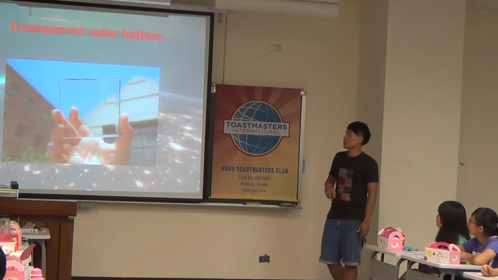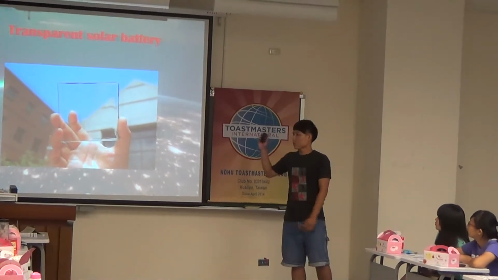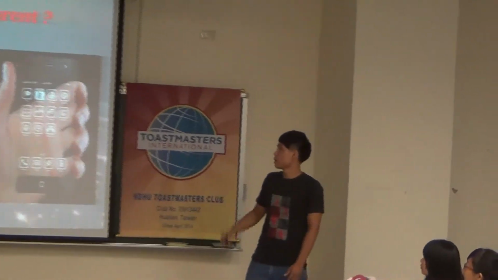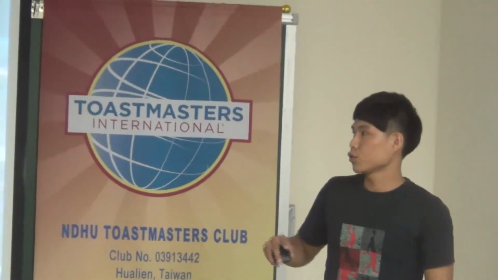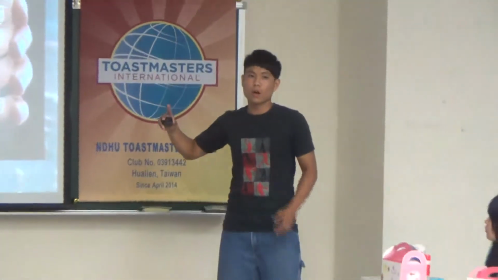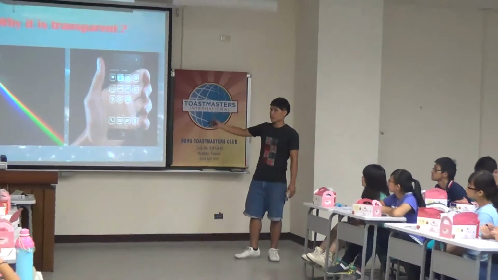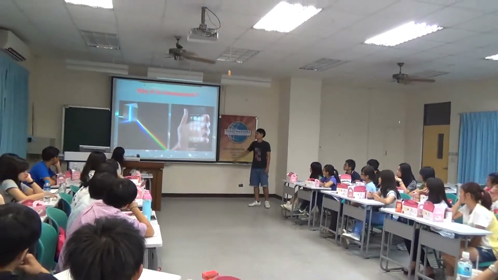The next is the transparent solar battery. Maybe you think it is a glass, but actually it is a battery. According to optical theory, scientists change the reflected path of the light so it can all get into your eyes, and then you will think it is transparent. So in the future, a transparent iPhone is possible.